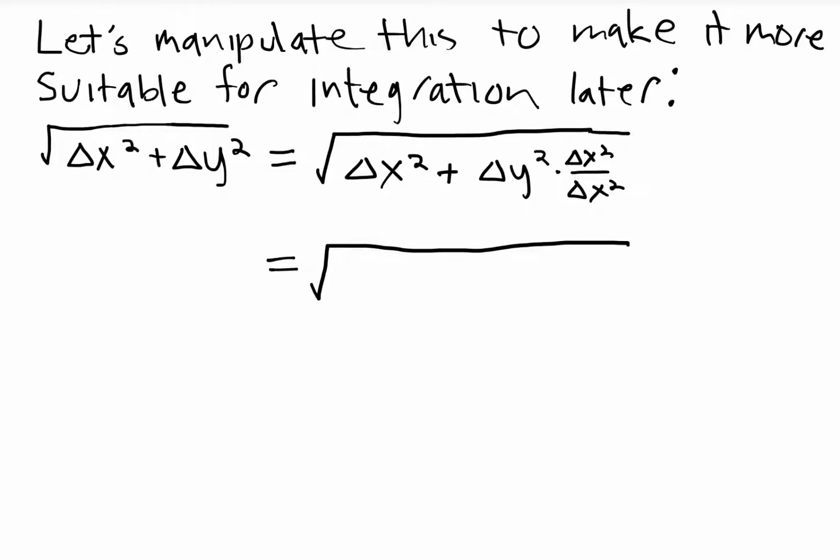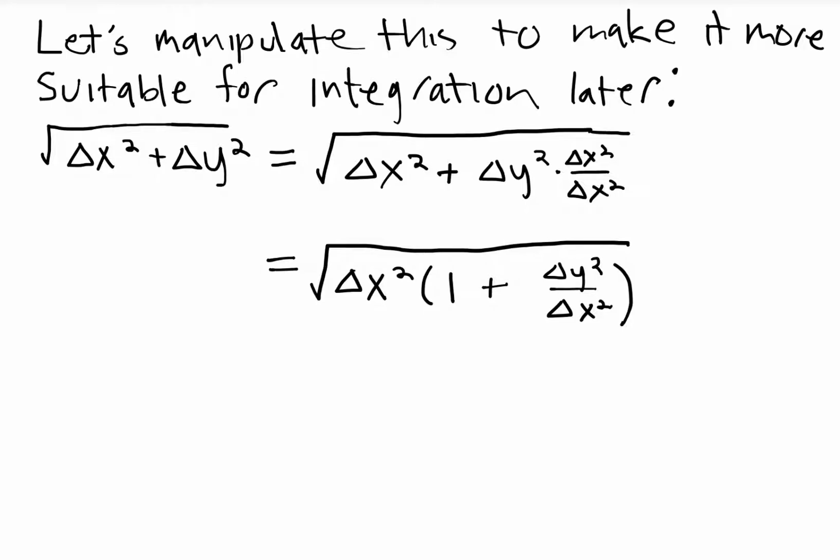Next, I will go ahead and pull out a delta x squared, because now there's a delta x squared on both of these terms. If I do that, I've got a delta y squared over delta x squared term here.